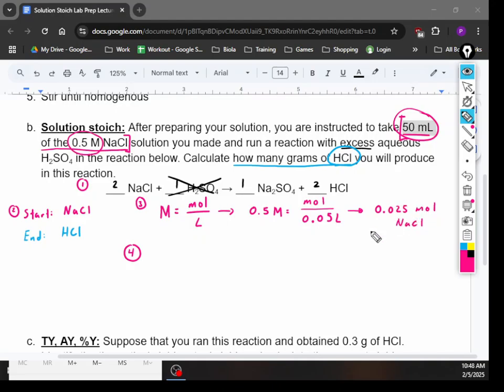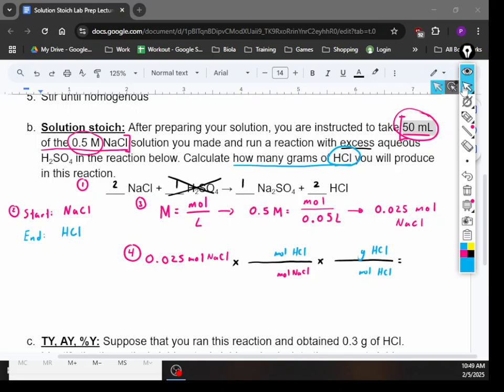Alright, step 4, the last one, the stoichiometry component. We're going to take our answer from step 3, 0.025 moles of NaCl, and we're going to set up our two fractions. So if you haven't gotten to this step already, let's write down our two fractions. The bottom of the first fraction will be moles of our starting chemical. The top will be moles of our ending chemical, and the second fraction will be moles underneath, and then grams of our ending chemical on the top.